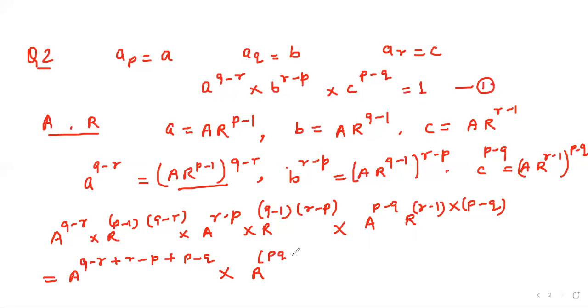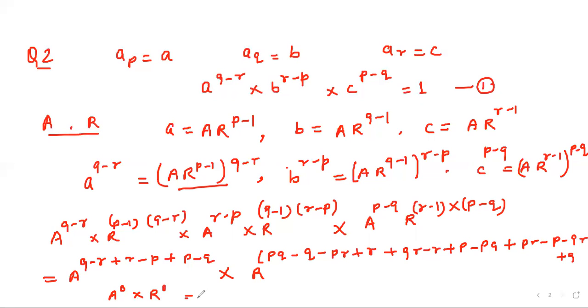pq minus q minus pr plus r. Similarly, from here qr minus r plus p minus pq. From here it will be pr minus p minus qr plus q. So we will get A power 0 into R power 0, which will be 1.